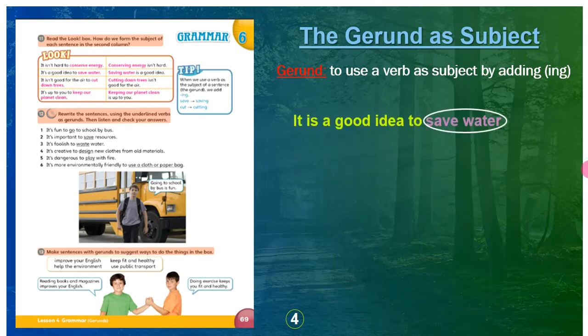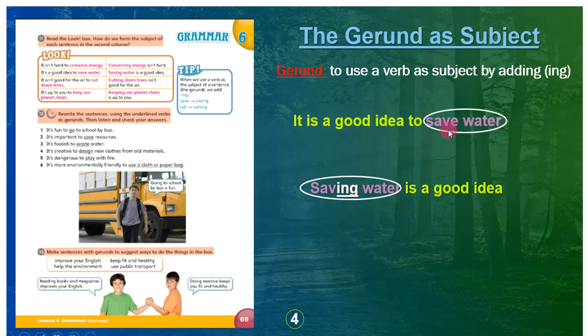Example. Now, this is a sentence here. It is good to save water. See the verb here? It's save. This is the verb. It's good to save water. I will make it gerund by adding -ing and making it a subject. So subject means it will be here at the beginning. So I'll put it at the beginning and add -ing to it. So saving water is a good idea.